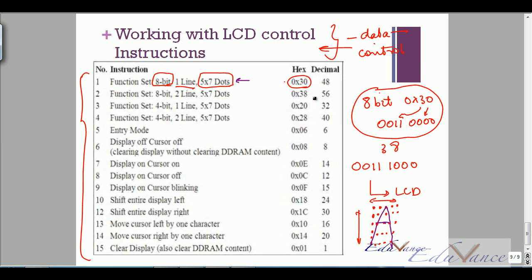Again, if I give the instruction 38, it would be 8 bits, but I would be using 2 lines, with the same font size. If I send the instruction 20, 20 in hex would be 0010, 0000. Then I would be using 4 bits, 1 line, with the same font size. Again, you can understand this.